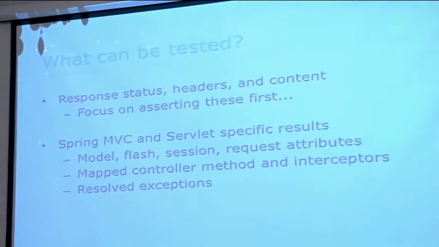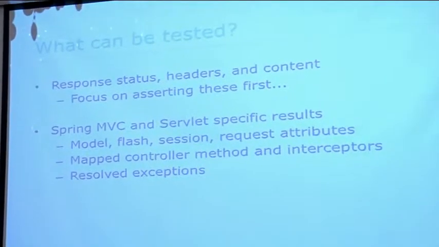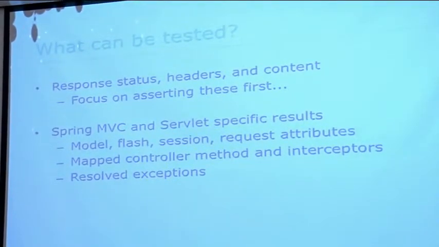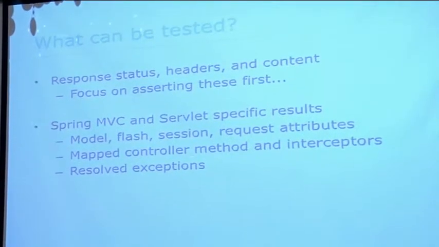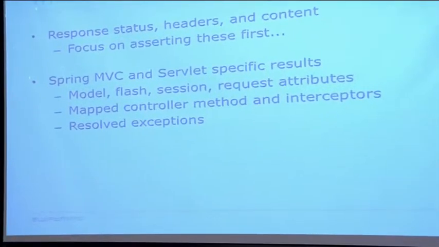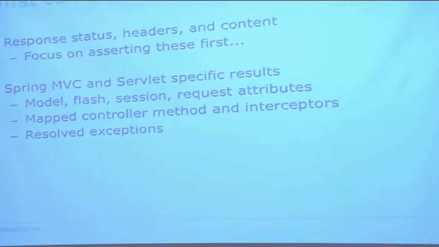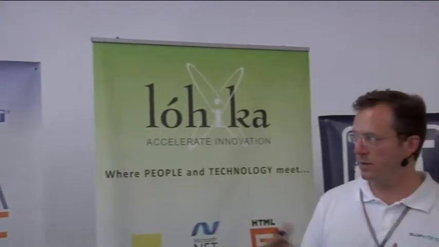For example, in terms of Spring MVC, you could work with a Spring MVC model, flash scope, session scope, request attributes, etc. And you can also test the MVC controller methods and interceptors, and you can verify whether or not exceptions are properly resolved based on your configuration. There are also various options for asserting a response body, so the content, using either JSONPath, XPath, XMLUnit, etc., and also various Hamcrest matchers, so you can even provide your own custom matcher if you want to.